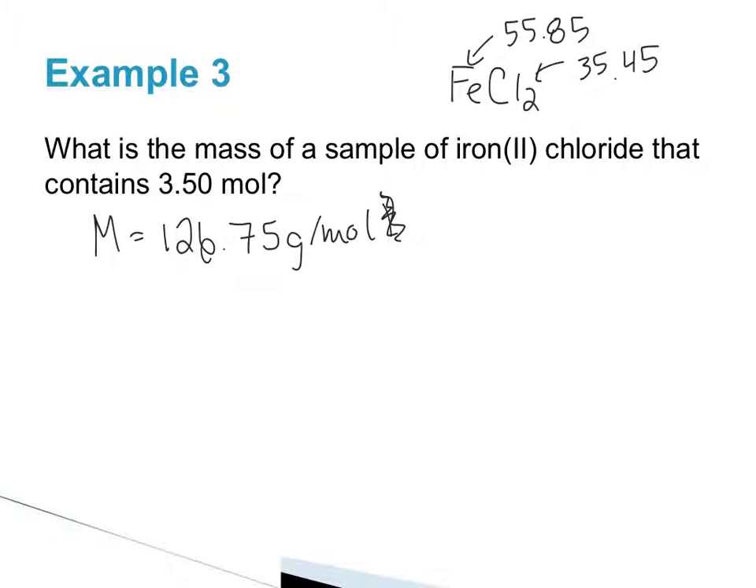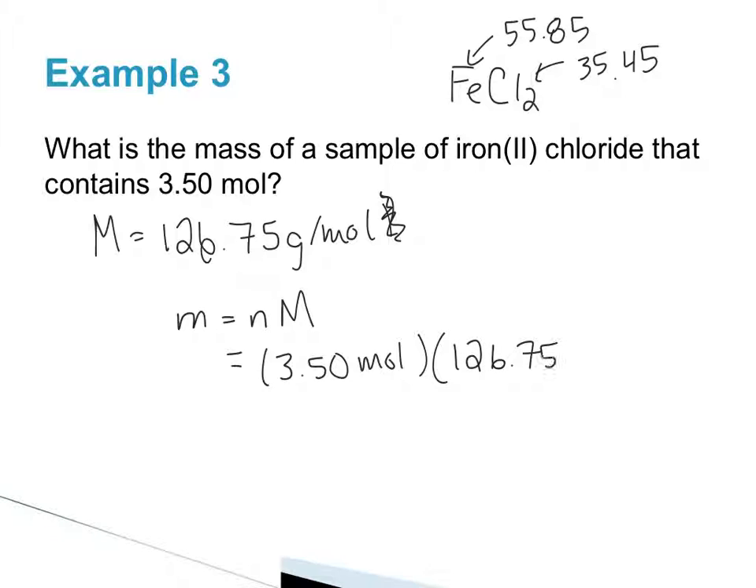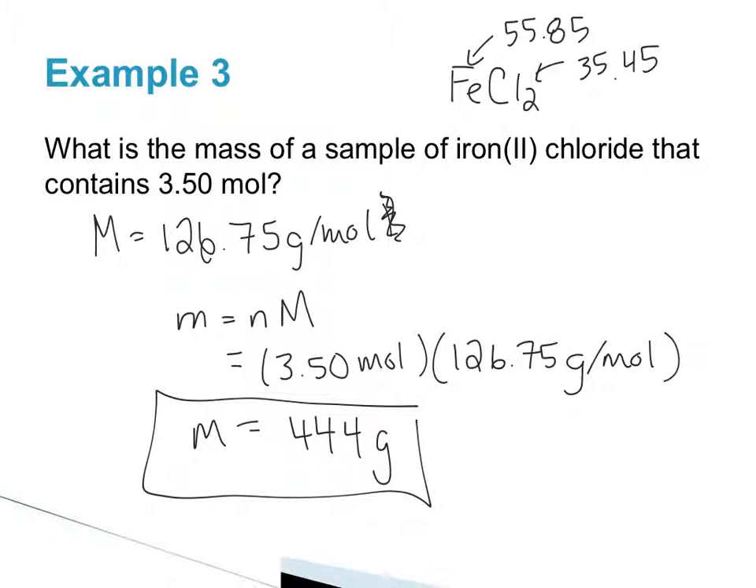In order to find the mass, we're going to take the number of moles, multiply it by the molar mass. We're given the number of moles is 3.50 moles. We're going to multiply that by 126.75 grams per mole. And when we do that, we want three significant digits in our answer. It's going to give us 444 grams of iron 2 chloride. So that is our final answer.